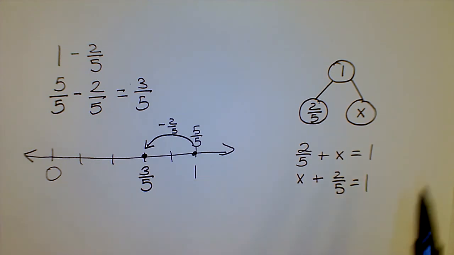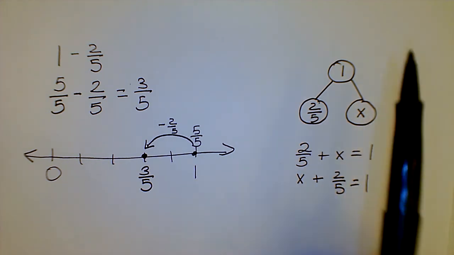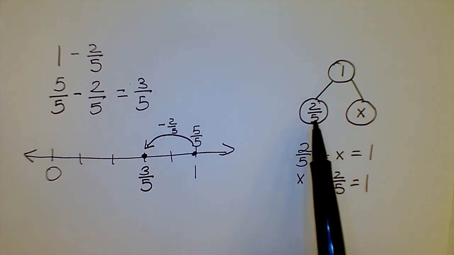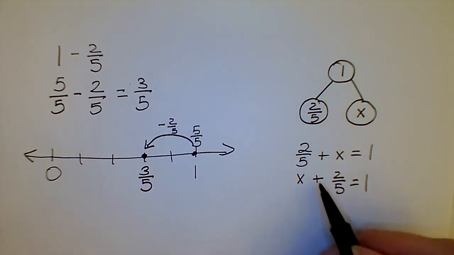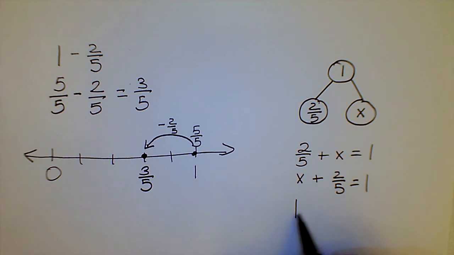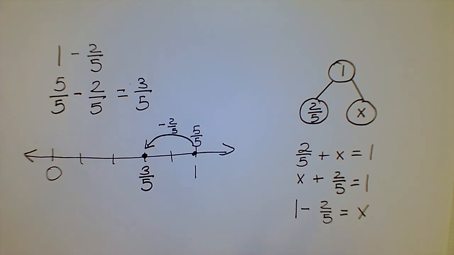And another sentence I could write, now let's do a subtraction sentence, I could do that 1 minus 2/5 is equal to x. And another one that I could do is 1 minus x is equal to 2/5. So these are all possible number sentences that I could write for this number bond.